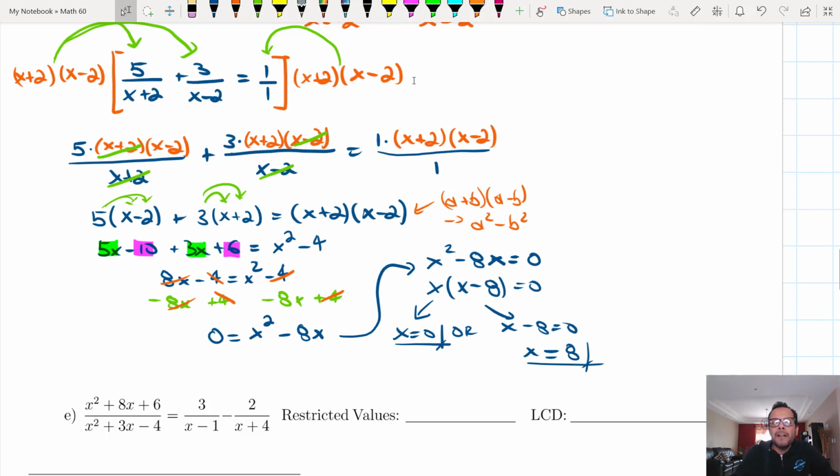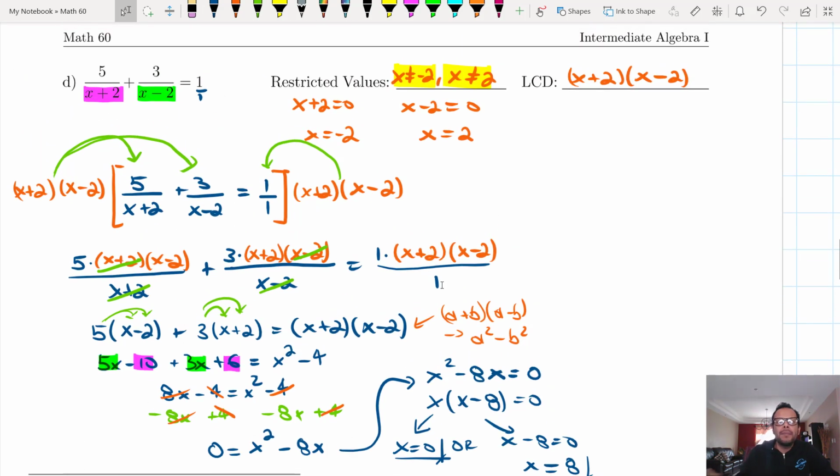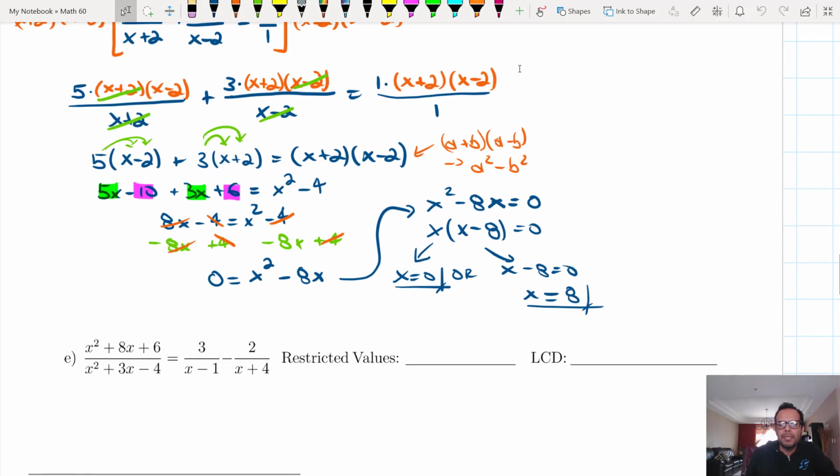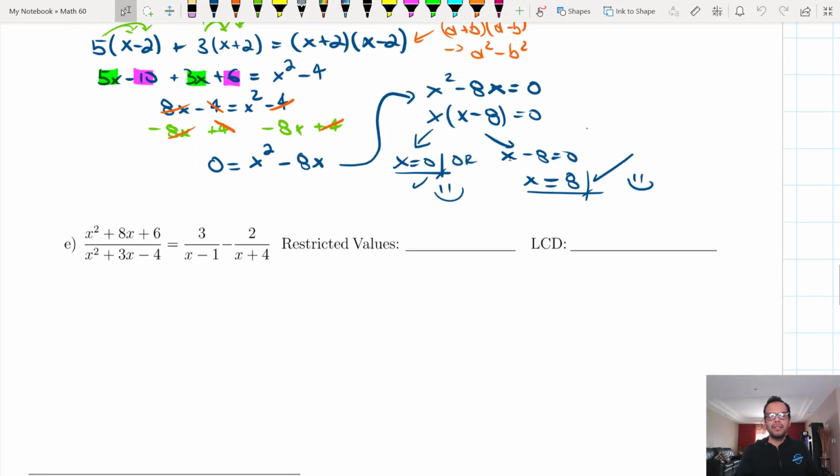Now, if we go up here, the restricted values are negative 2 and positive 2, right? So in this case, none of our solutions happen to be that restricted value, so we're good to go. This is a solution. This is also a solution, okay? All right, let's look at another example.